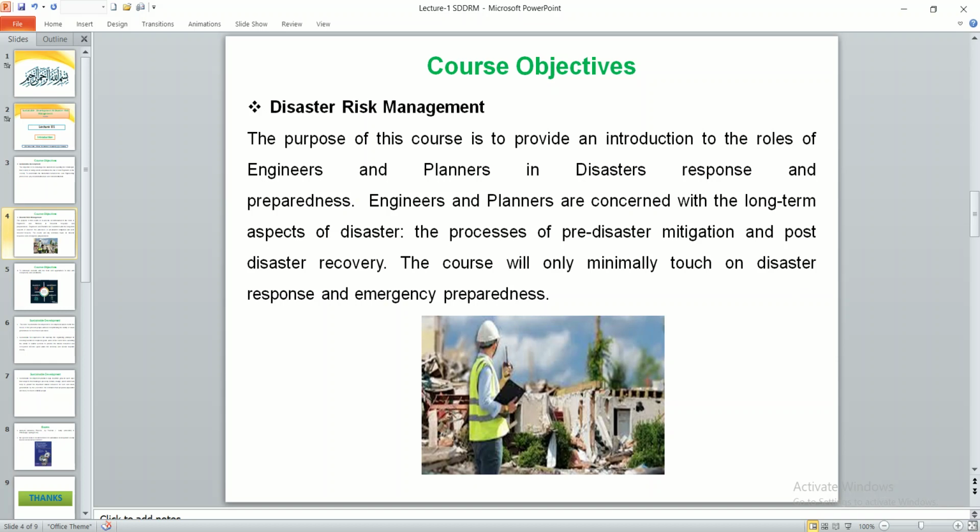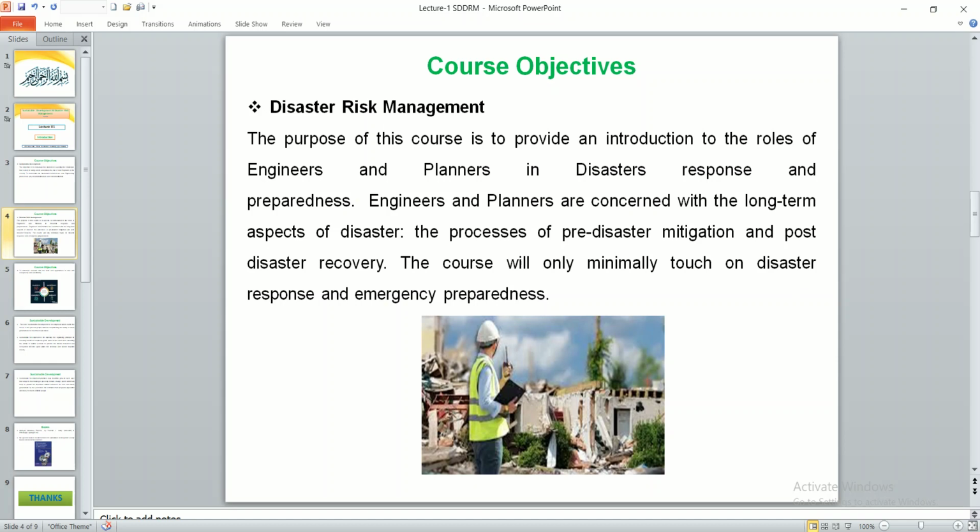Engineers and planners are concerned with the long-term aspect of disaster. They are involved in the long-term developments, the processes of pre-disaster mitigation and post-disaster recovery. They have to mitigate to reduce the chances and risk of disasters. This work has to be done before the disaster, and after the disaster they have to do the recovery, which is part of the disaster management cycle. If a disaster occurs, the planners and engineers have to do a proper recovery.